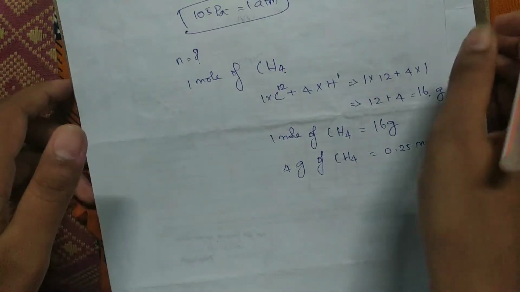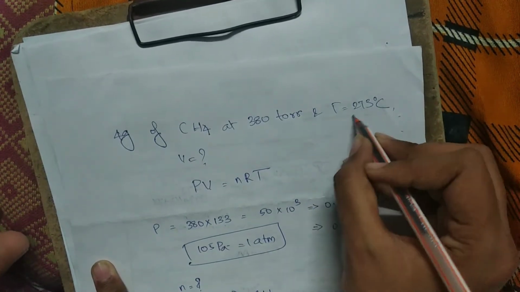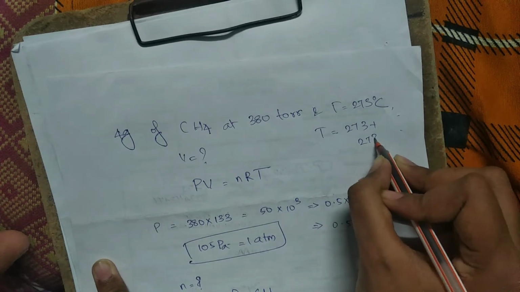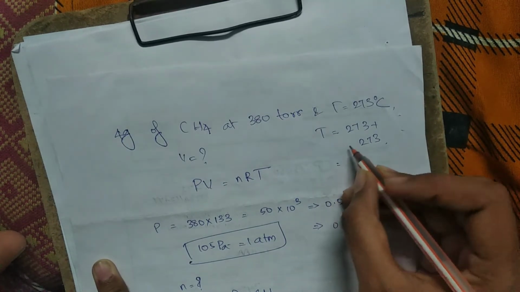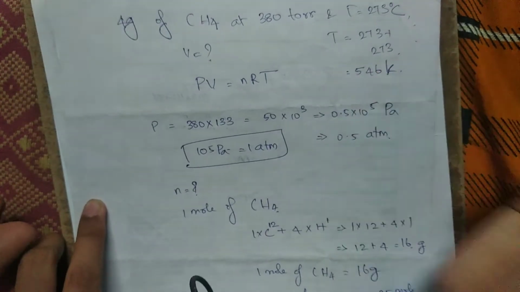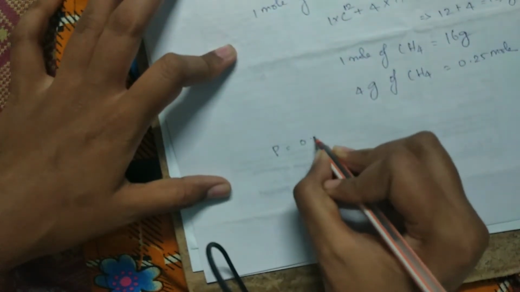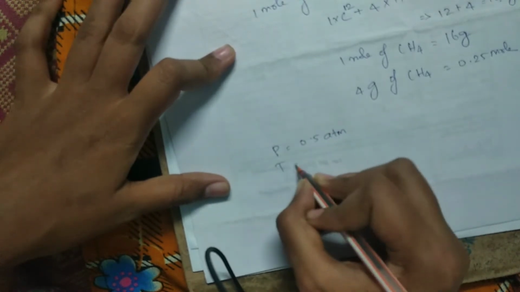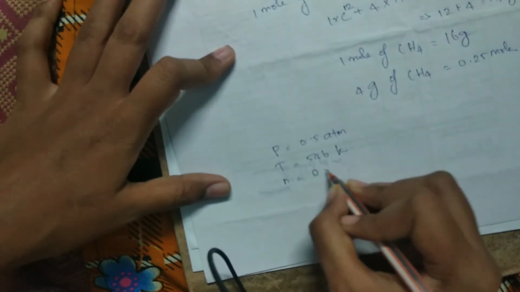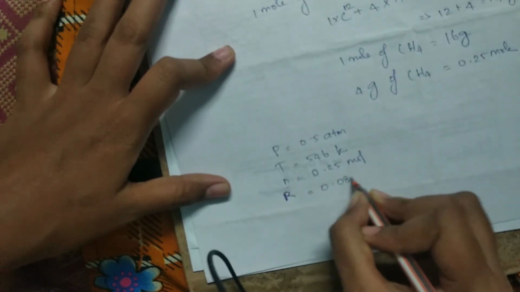Now here the temperature given is 273 degrees Celsius. The given temperature is in terms of degrees Celsius. We need to convert it into Kelvin. So T is equal to 273 plus 273. I am adding 273 here to convert it into Kelvin. So that will be 546 Kelvin. So pressure is equal to 0.5 atmosphere. Temperature is 546 Kelvin. Number of moles, that is amount of substance, is 0.25 mole. The universal gas constant value is 0.0821.